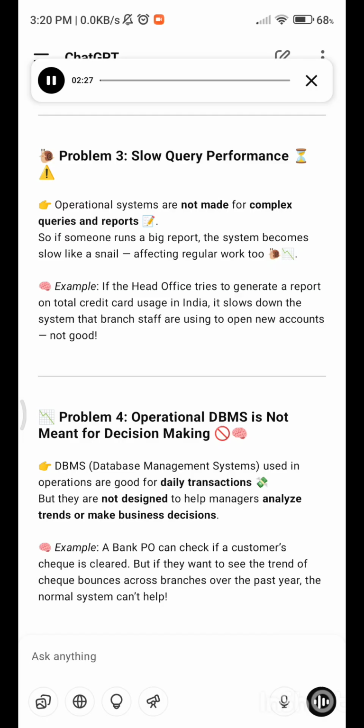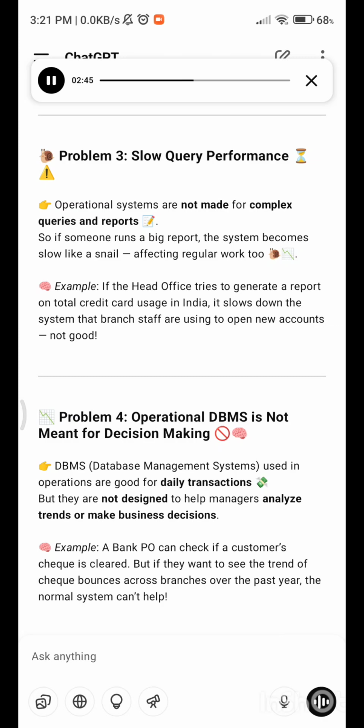Operational systems are not made for complex queries and reports. So if someone runs a big report, the system becomes slow like a snail, affecting regular work too. Example, if the head office tries to generate a report on total credit card usage in India, it slows down the system that branch staff are using to open new accounts.